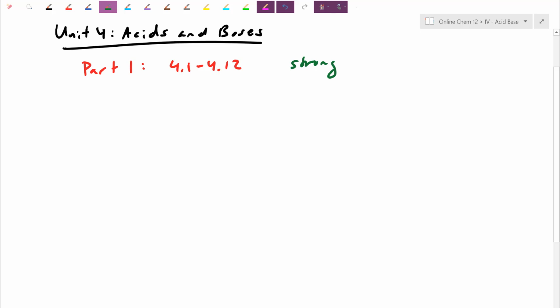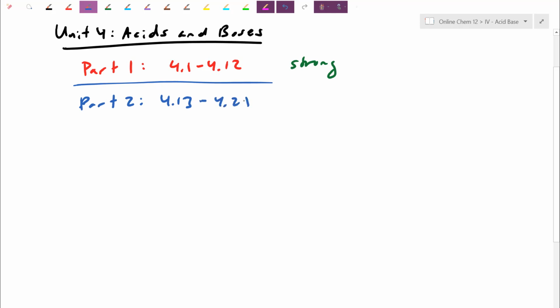And then we're going to switch over. Part 2 of this chapter is going to just finish up the rest of the chapter. Part 2 goes from 4.13 all the way to section 4.21. These section numbers here aren't super important. What part 2 is going to do is apply some of the concepts that you learned from part 1. It's going to specifically apply it to ICE tables with weak things. It's going to try to solidify some of the content we did from earlier.